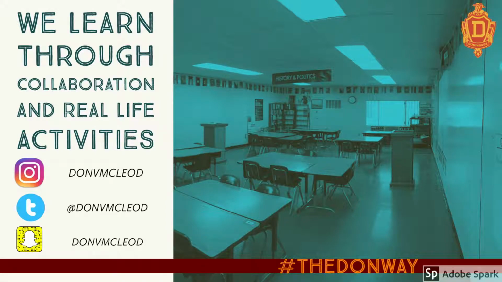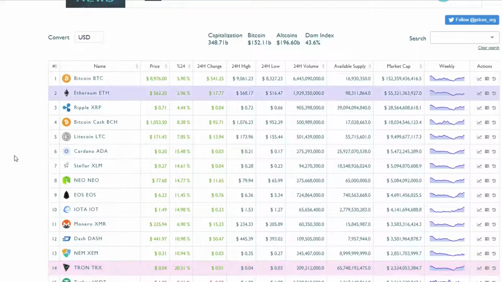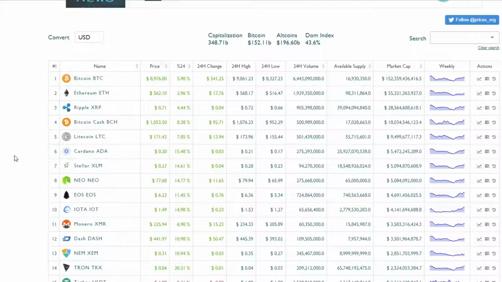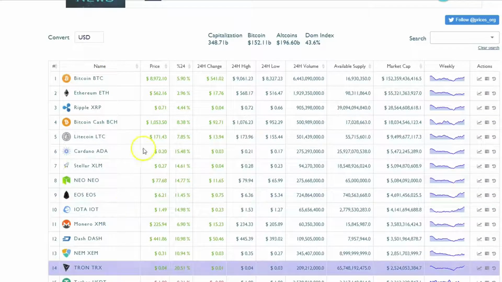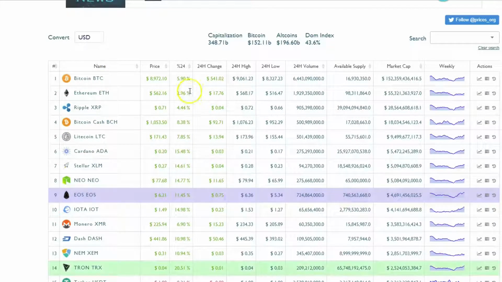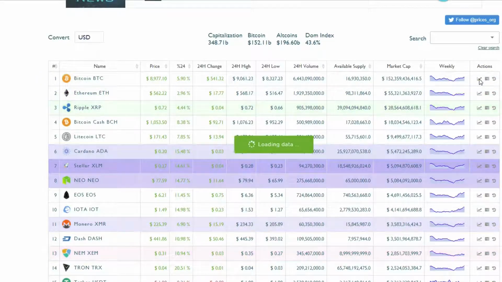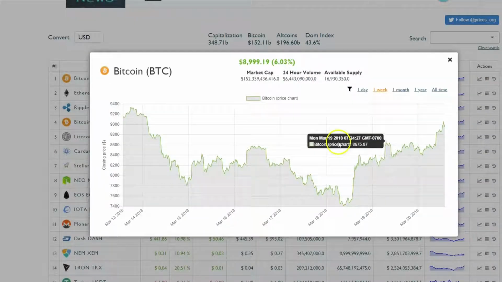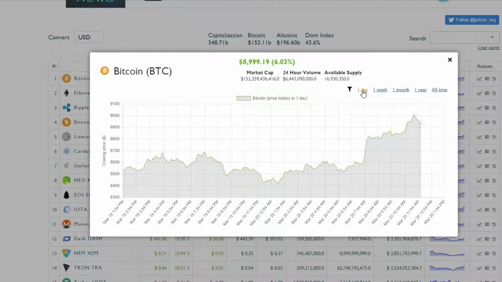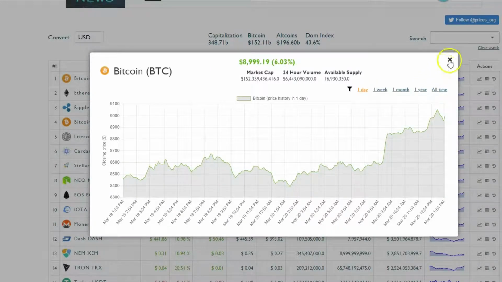Okay, so for the cryptocurrency project, we use prices.org, and this is a 24/7, every-second-updating site, kind of like the stock market, but for cryptocurrencies. Here we have the names of the cryptocurrencies, the price they're currently trading for, the percentage change up and down, market cap, and even the weekly change. If you wanted to, you could go in, for example, Bitcoin, look at the last week or the last day and see what the value was trading.